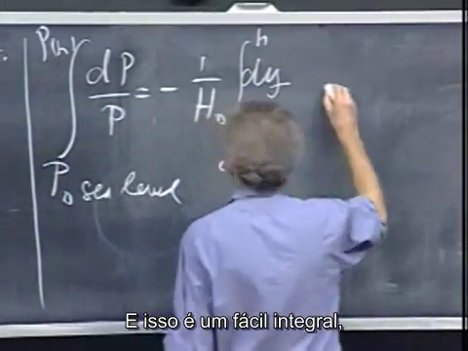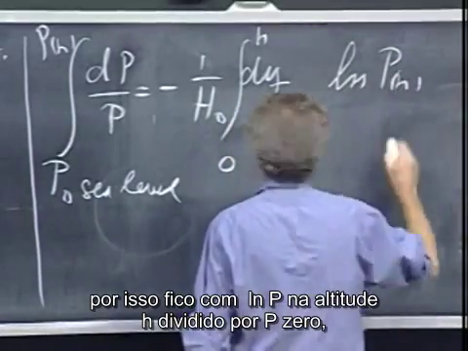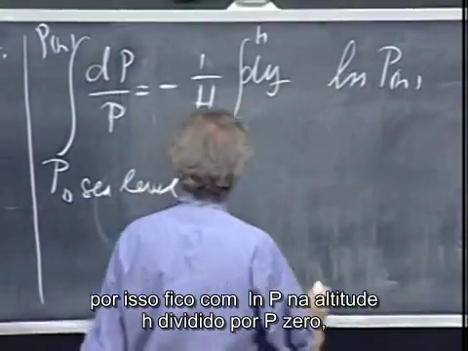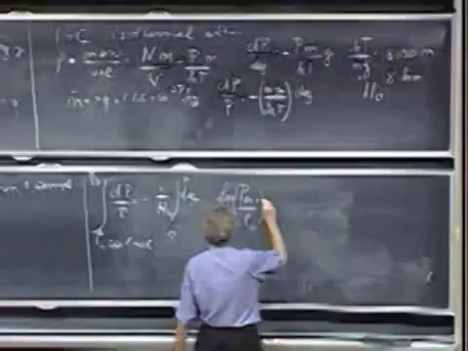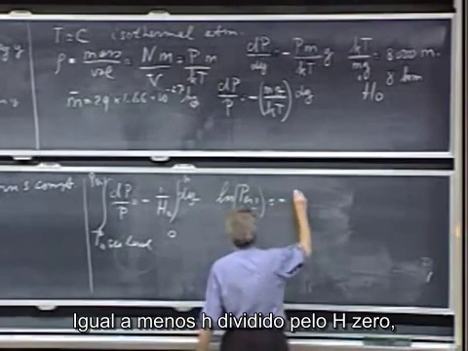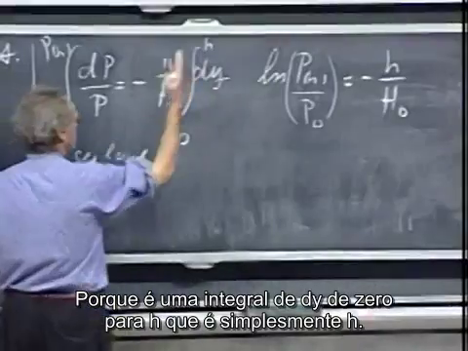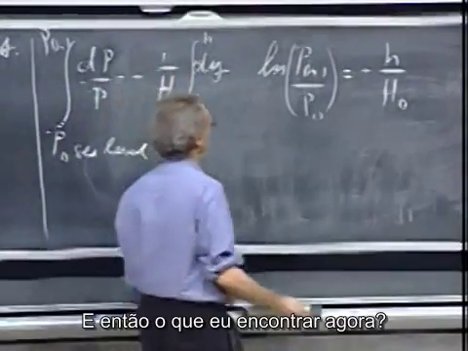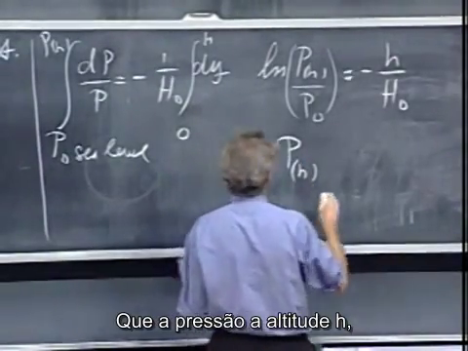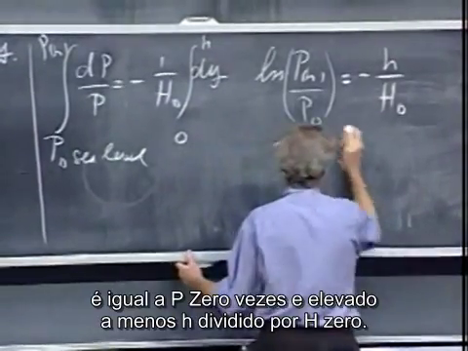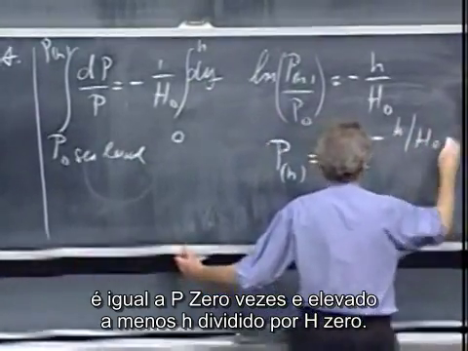And that's an easy integral, so I get ln P at altitude h divided by P0 equals minus h divided by H0, because an integral of dy from 0 to h is simply h. And so what do I find now? That the pressure at altitude h equals P0 times e to the minus h divided by H0.